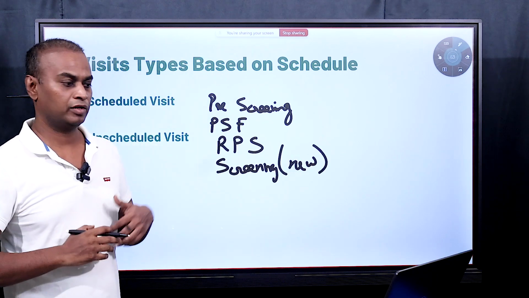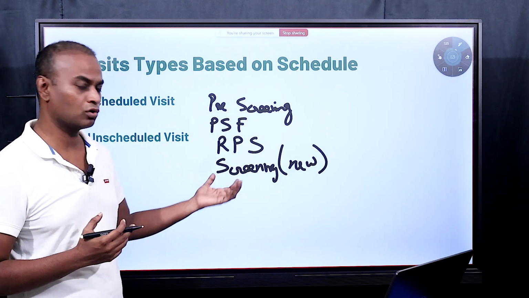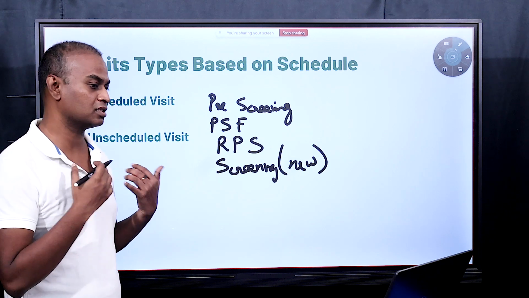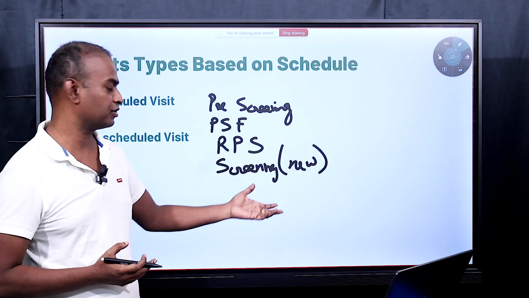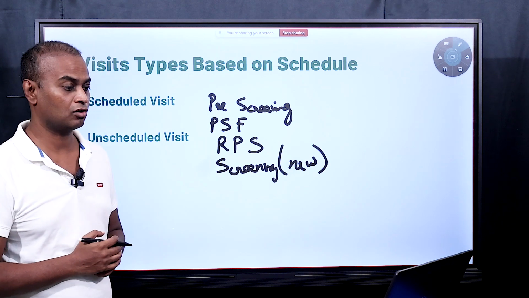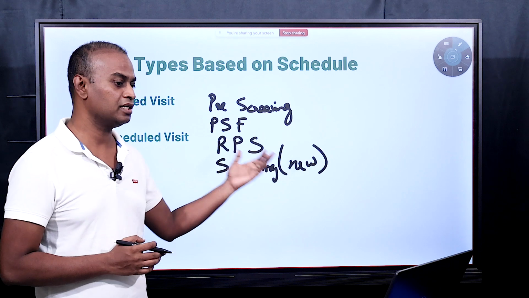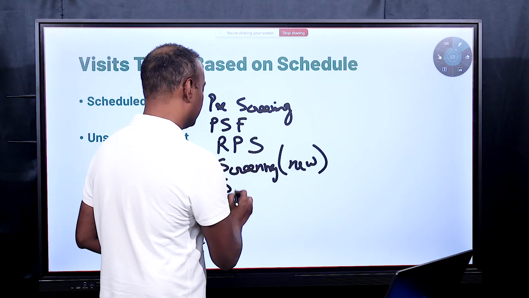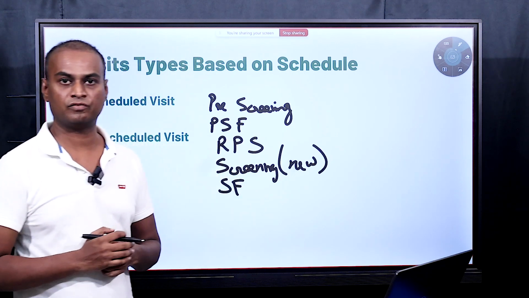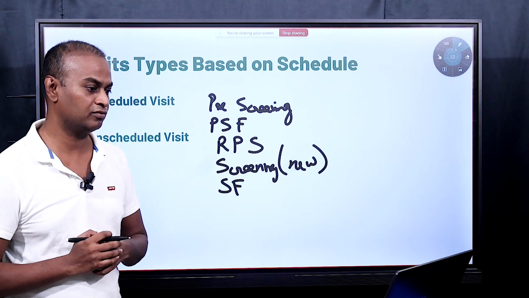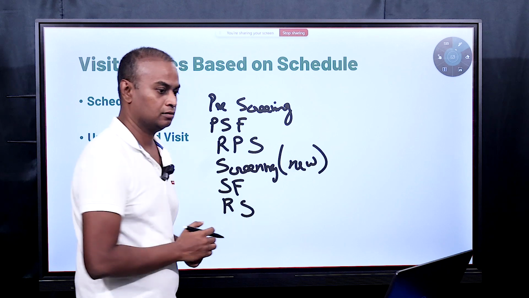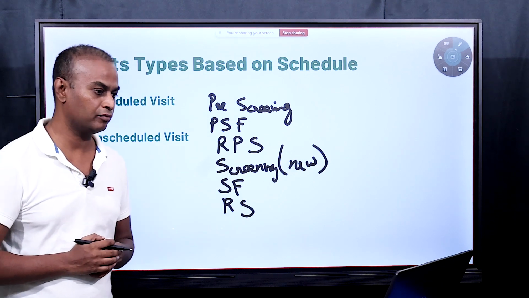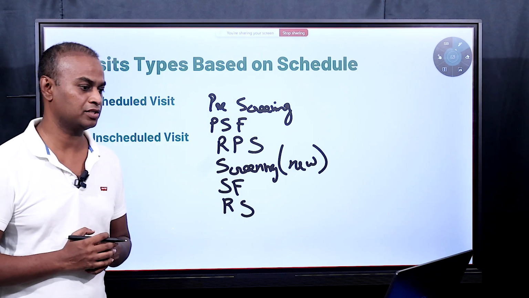Even when the protocol doesn't have pre-screening and the patient is coming for the screening for the first time, or the first visit of the patient is screening, then also it cannot be predicted. That is known as screening new. Then screening failure, we don't know when we have to screen fail the patient. There will not be any particular date for it. Next one is re-screening. Even we don't know when we have to re-screen the patient.